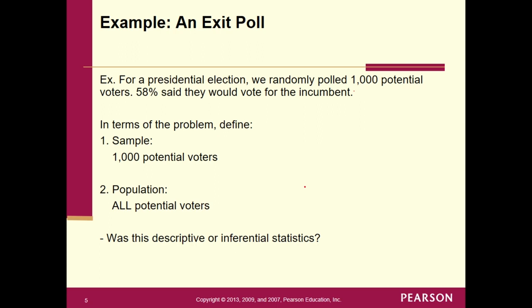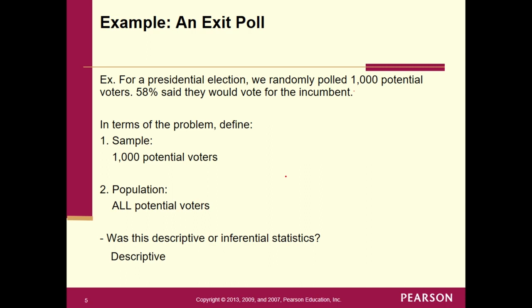So be careful, okay? Here, it said that 58% said they would vote for the incumbent. Well, that just means the 1,000 potential voters. Did we apply it to the entire population yet? Did we apply it to all potential voters yet? No, we did not. All we did is describe what was in the sample. Okay? Descriptive. That is descriptive.